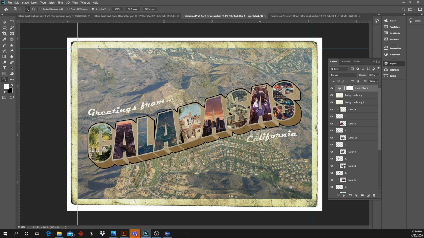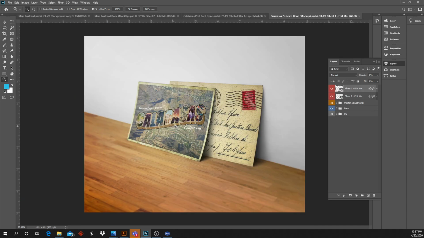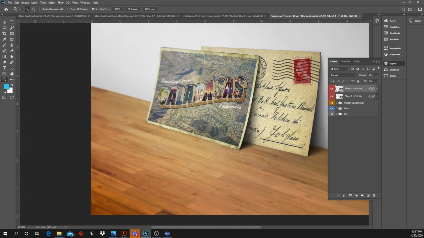And as you can see also, I just applied the photo filters, same thing that I did to the Mars postcard. This one I had to get a lot more pictures due to all the letters. There's a different picture on each one. Then this is what it looks like put on the postcard template.